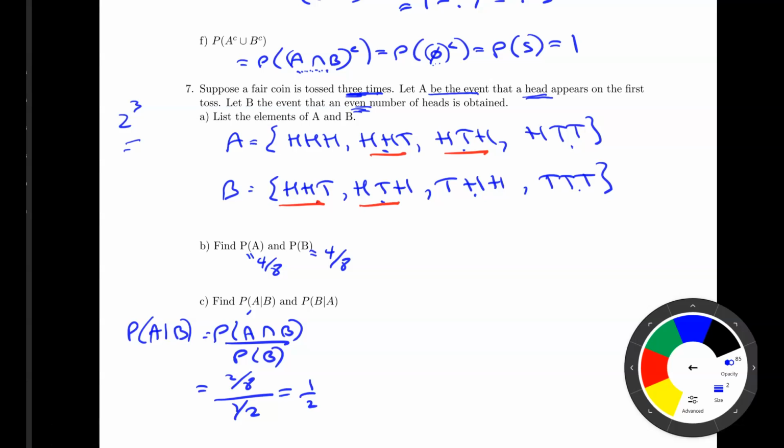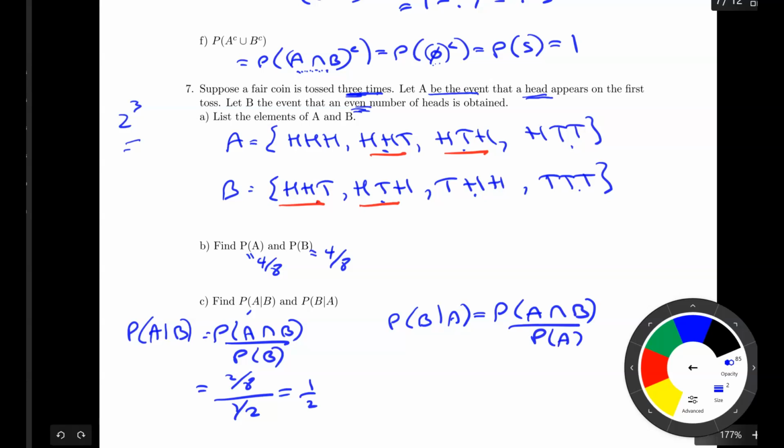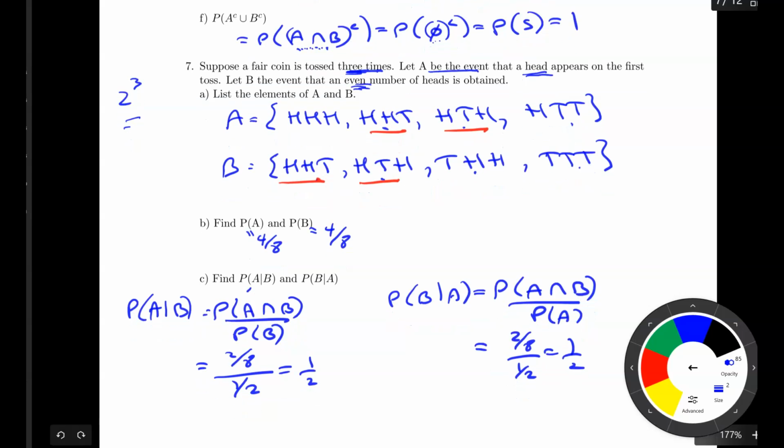All right, so same thing for this one. Probability of B given A is probability of A and B over probability of A. So that's 2 out of 8 over 1/2, so that turns out to be the same.